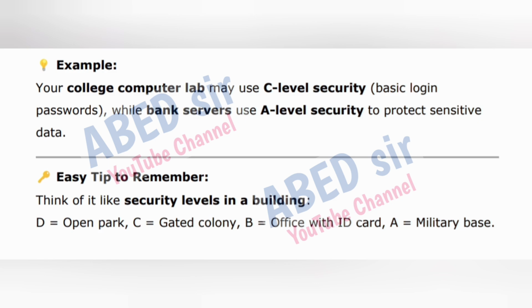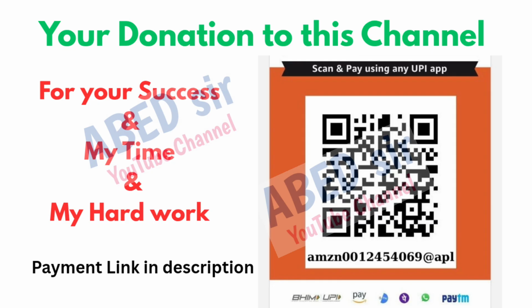Think of it like security levels in a building. D is equal to open park, C is equal to gated colony, B is equal to office with ID card, A is equal to military base. Next, Unit 4. Long questions.